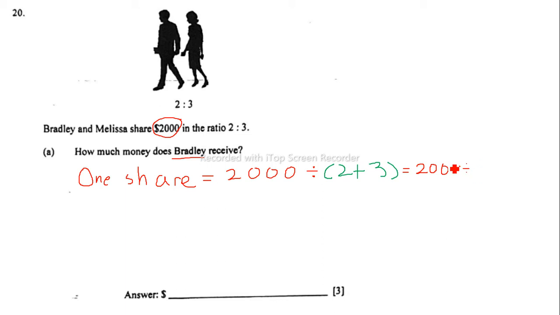Nathan, is that true? 2 plus 3. Anyways, I got 800. 2 plus 3 is what? 5. What is 2,000 divided by 5? 400. You sure? Positive. Very good. It's 400. Alrighty, good. That's one share. Now we want 2 shares. So 800, my god. 2 shares.